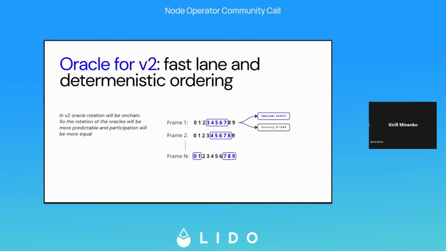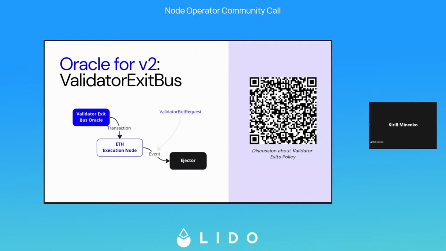Let's talk about our small Oracle. A couple of words here. The exit bus Oracle makes a decision on which validator should be ejected, and based on a deterministic algorithm, emits the validator exit request event on chain. This event is immediately handled by the ejector, and it knows what to do with it. So that's it.